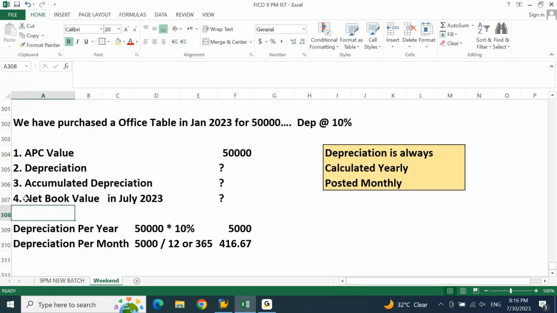Sir, sorry to interrupt you. Can you please repeat that madam's question? Okay, so the question is, if you purchase the asset in January month, do we charge depreciation from January month or do we charge it from February month?